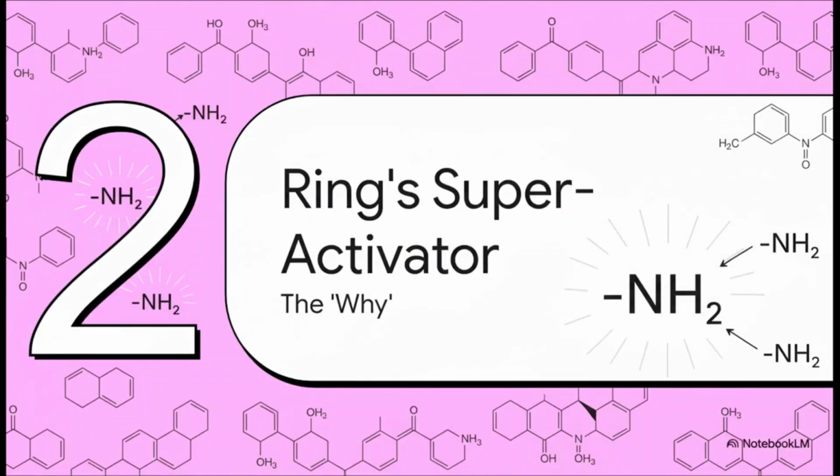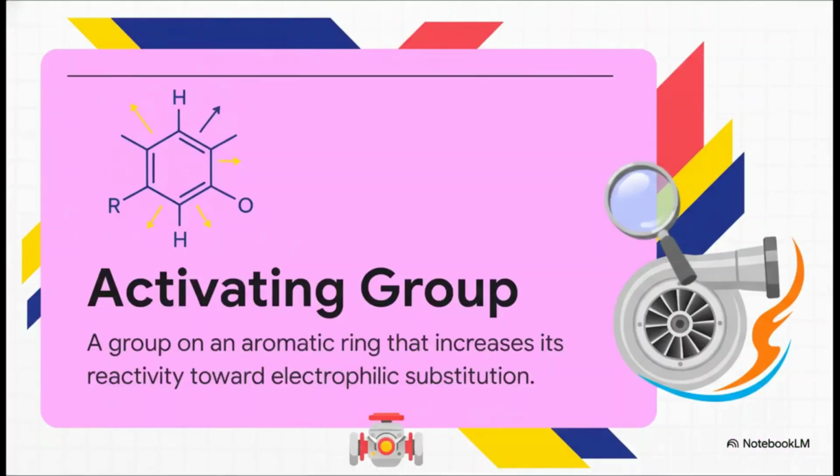To get that answer, you've got to meet the real star of the show here. It's that little amino group, the NH2, that's hanging off the aniline molecule. Seriously, that small group is the secret sauce to this entire reaction. So let's talk about what an activating group even is. Think of it like a turbocharger on an engine. It takes the benzene ring, which is already pretty stable and kind of chill, and it just revs it up, making it way more reactive and eager to connect with other molecules.